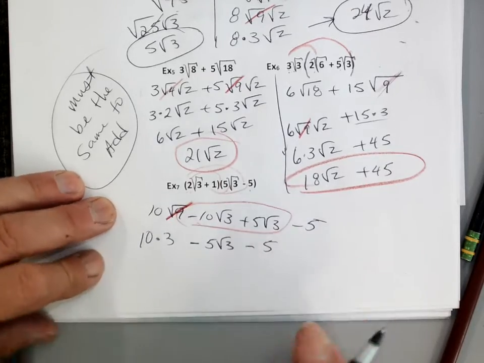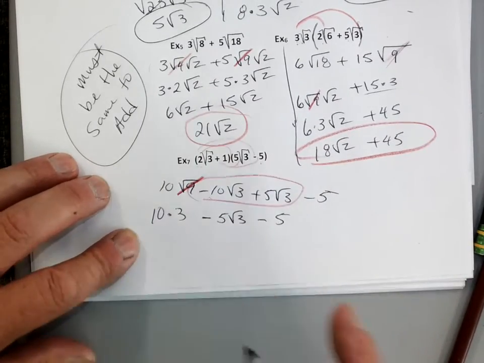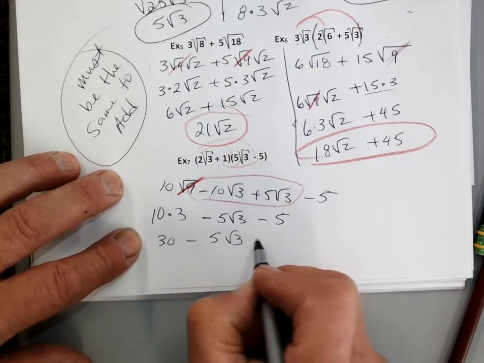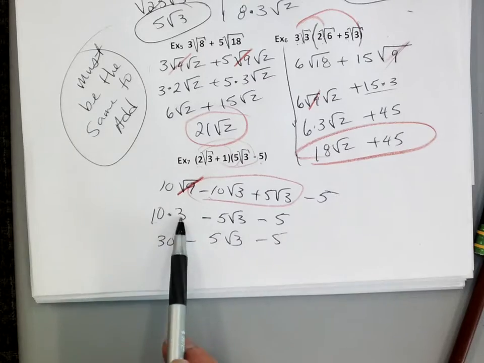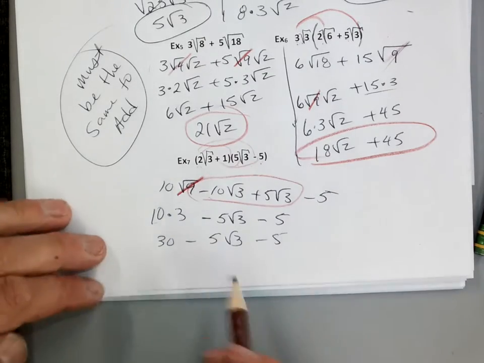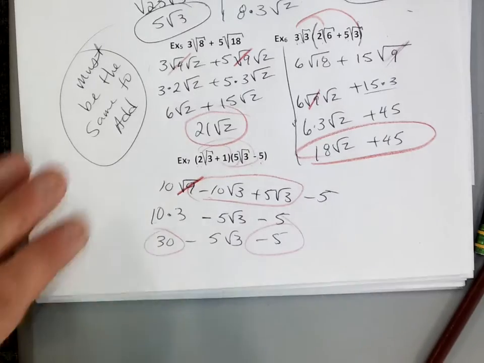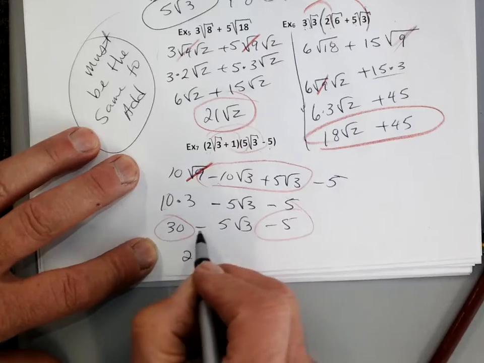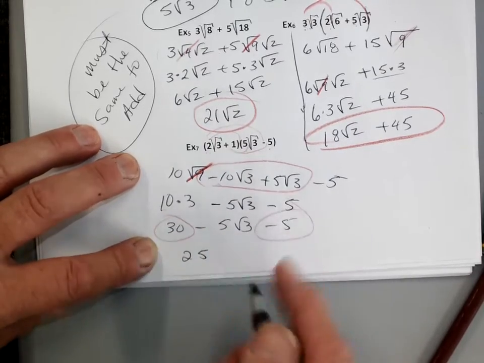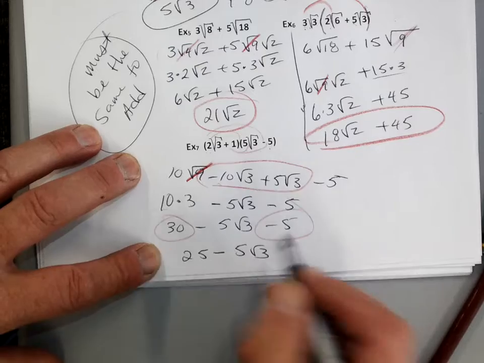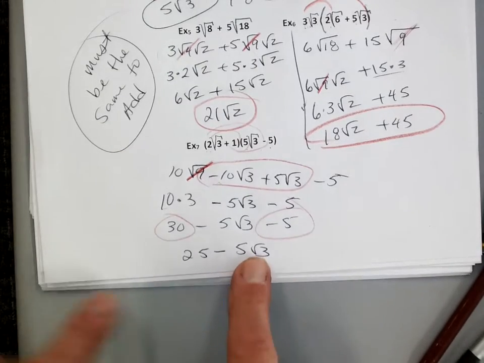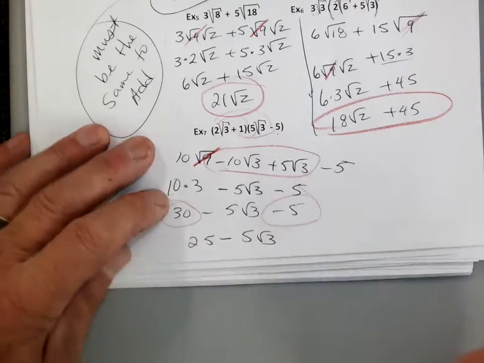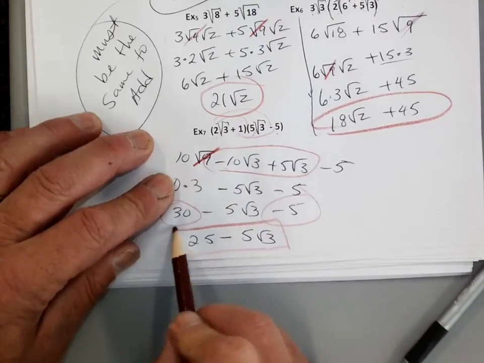All right, now, multiply a little further. 10 times 3 is 30, minus 5 square root of 3, minus 5. All I did was 10 times 3. That's it. And the last thing I'll do is put the two whole numbers together. 30 minus 5 makes it 25. Bring down the minus 5 square roots of 3. I cannot subtract them because they're different. That's a 25 and that's 5 square roots of 3. They're different, so that is your answer. Don't subtract those.